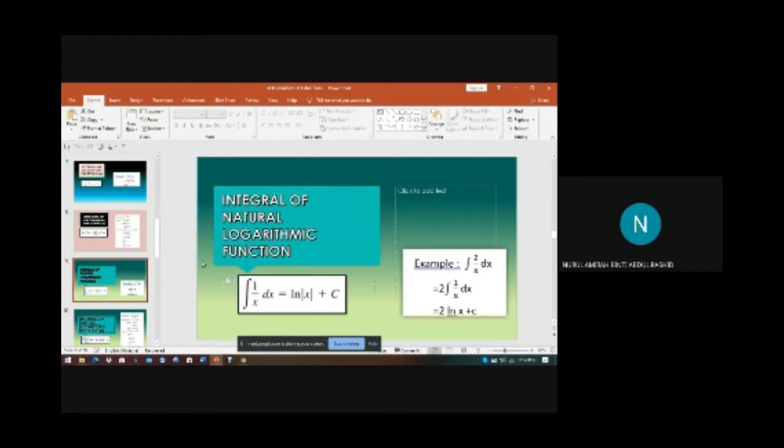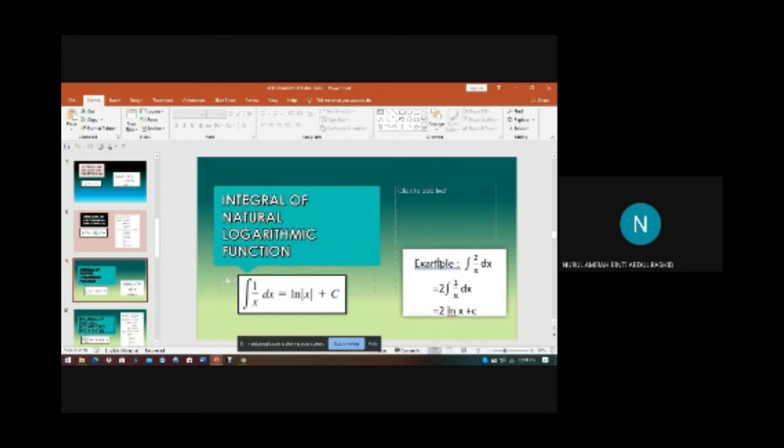So for the next slide, I will explain to you the natural log function. So for this subtopic, we are going to talk about how to integrate functions that turn into natural log function. So let's start with this rule. The antiderivative of 1 over x dx is equal to ln absolute value x plus c. So we can see the absolute value symbol right here because we can't have a negative number inside a natural log function. So we need the absolute value.